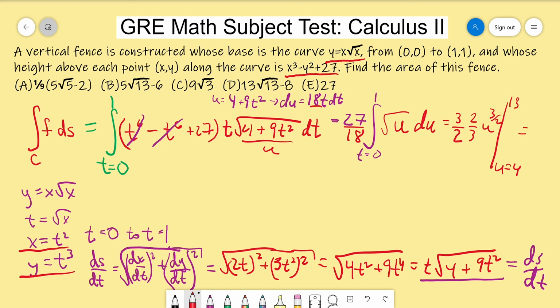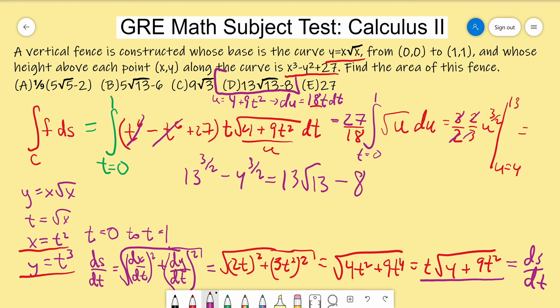So this gives us, well, let's see, 3/2 and 2/3 are going to cancel out. So we end up with 13 to the 3/2 minus 4 to the 3/2. 13 to the 3/2 is the same thing as 13 root 13. And 4 to the 3/2 is the same thing as the square root of 4, which is 2, cubed, which is 8. So our answer is 13 root 13 minus 8, which is answer D.